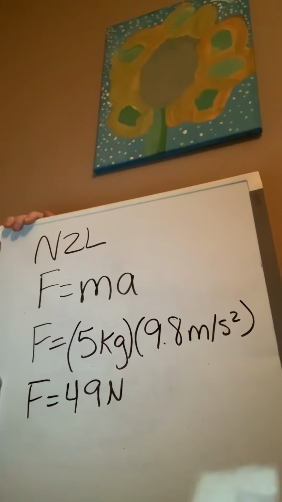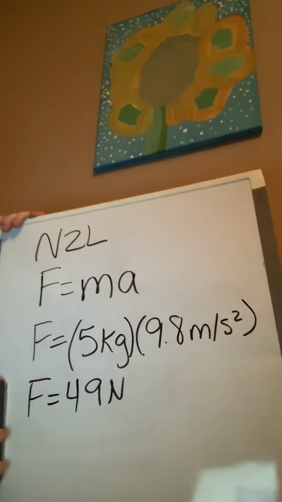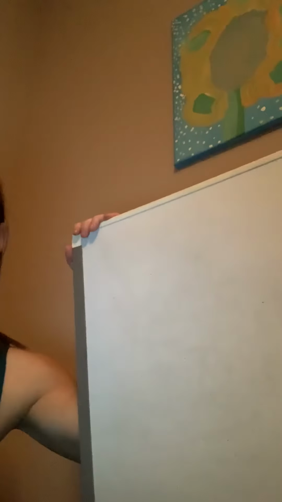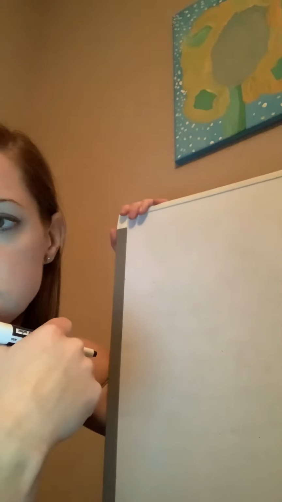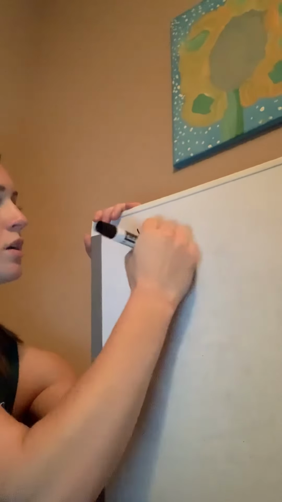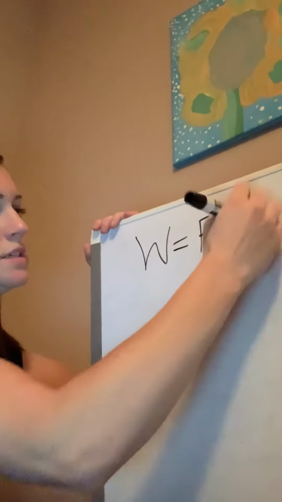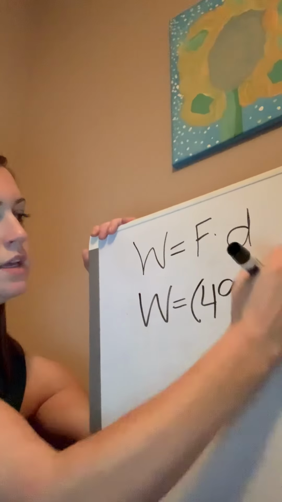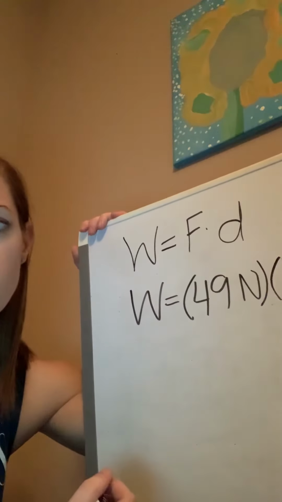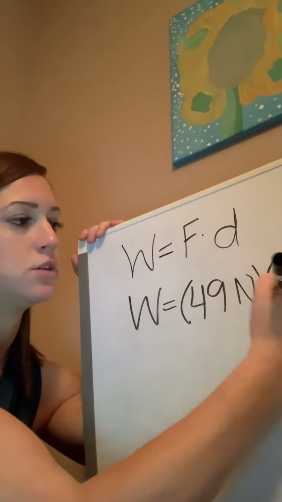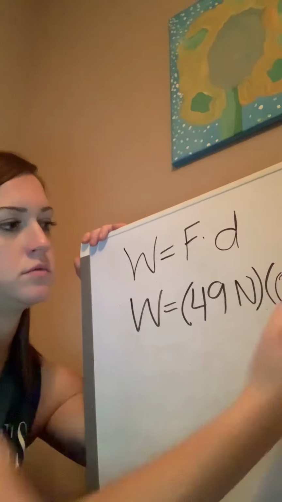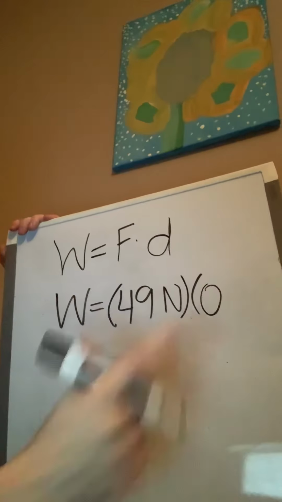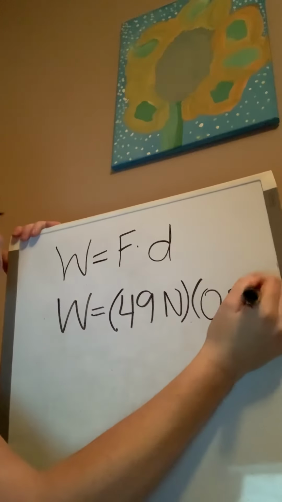Okay, so now that we have our force, we can determine what the amount of work is going to be done. So 49 newtons of force. Work is force times distance. We have a force of 49 newtons, and the problem gave us a distance of 1/2 of a meter, or 0.5 meters. I'm sorry that my handwriting kind of sucks.